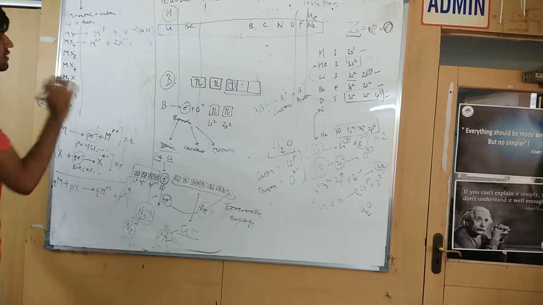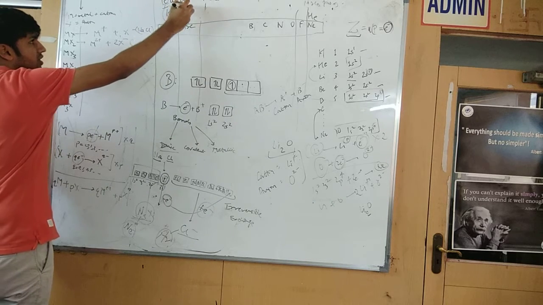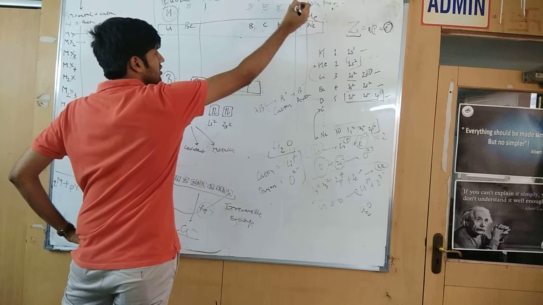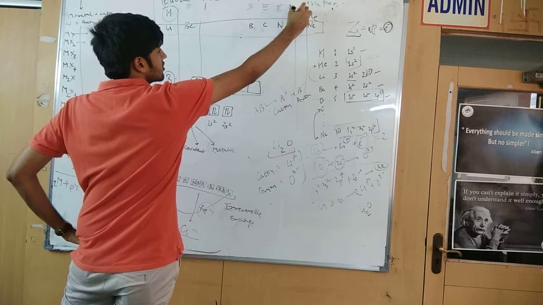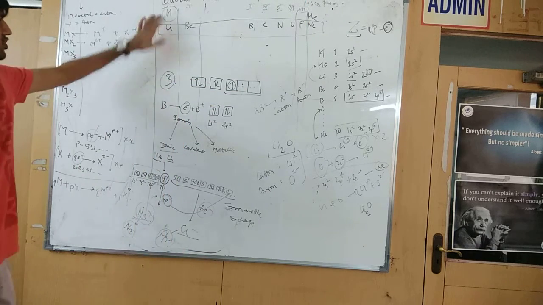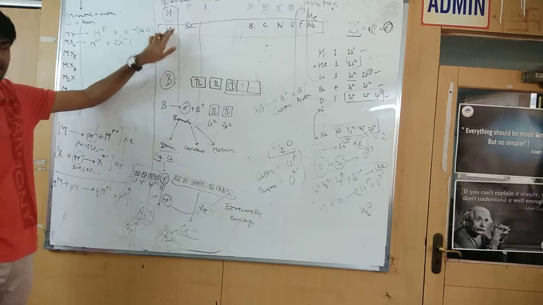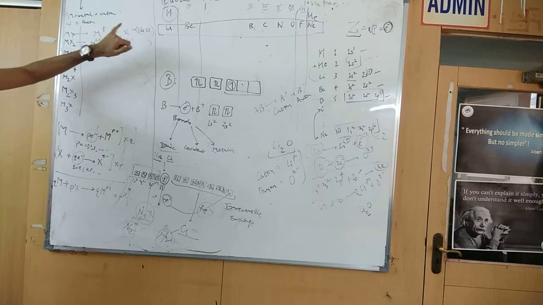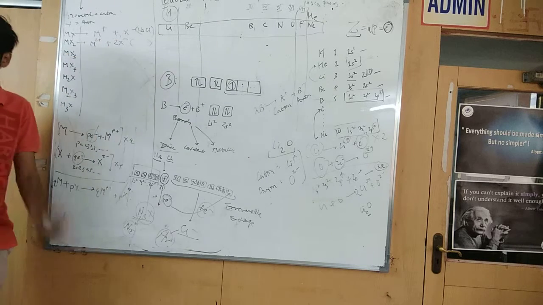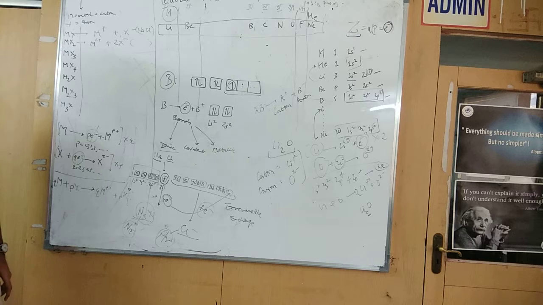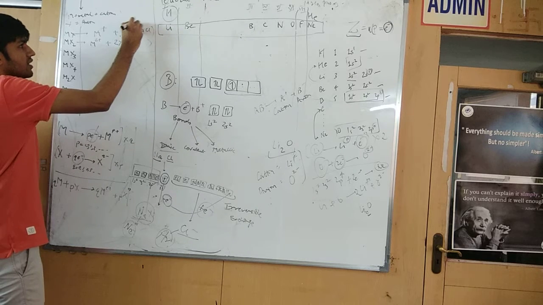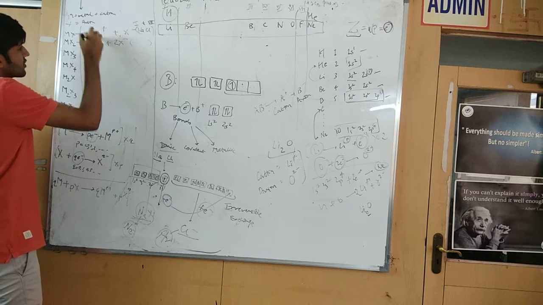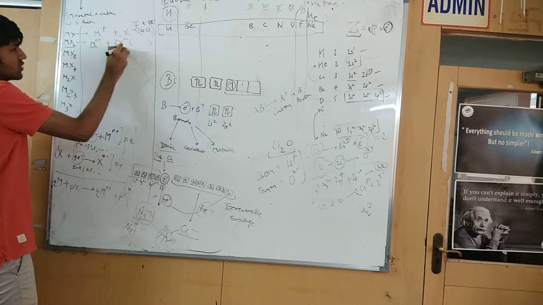So NaCl means what? Any 1, 2, 3, 4, 5, 6, 7, right? So any first group element as metal and any seventh group element as anion will make up M plus X minus. Do you understand this? Did you understand how and why this happened? So this is 1 plus, 7. If we go to MX2, M 2 plus 2X minus. Example?